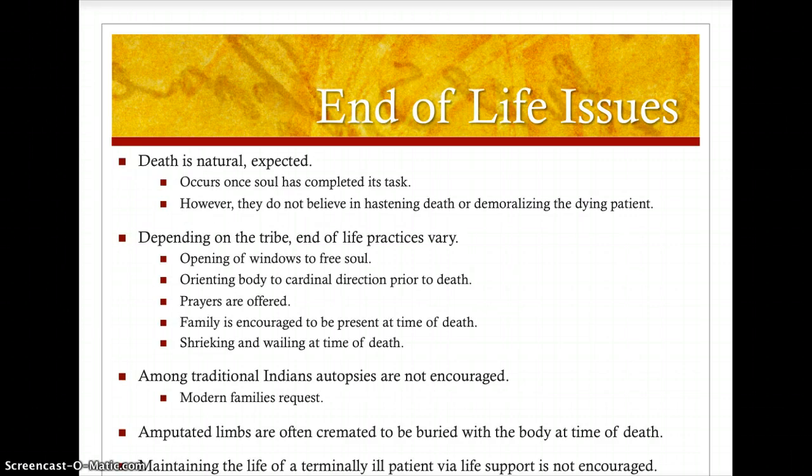End-of-life issues. Death is seen as the natural process of the soul leaving the body once it has completed its earthly task. However, Native Americans do not believe in hastening death by demoralizing a dying patient. Expect the family to be jovial and light around the patient, as this is a means of keeping the patient's spirits high. Do not mistake this for detachment, as it is very common for the same family to shriek and wail when a patient has passed away.